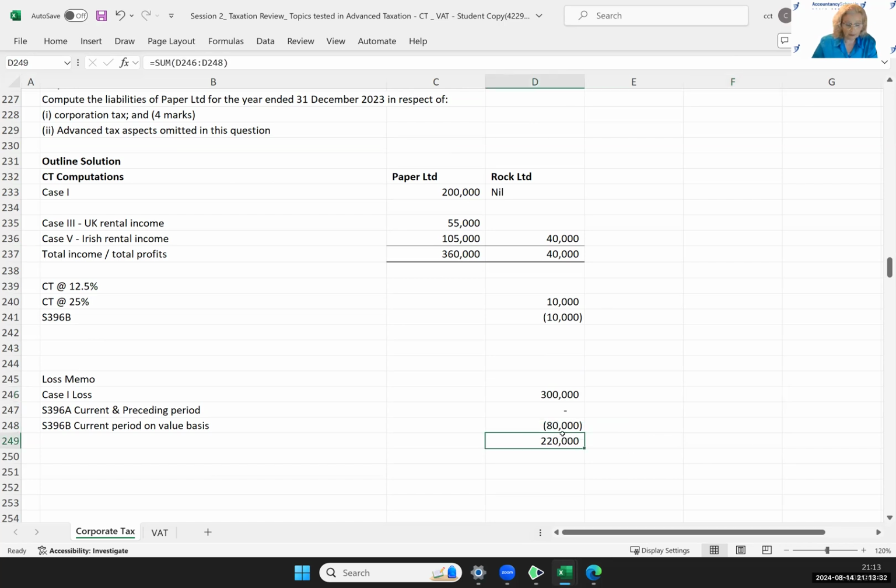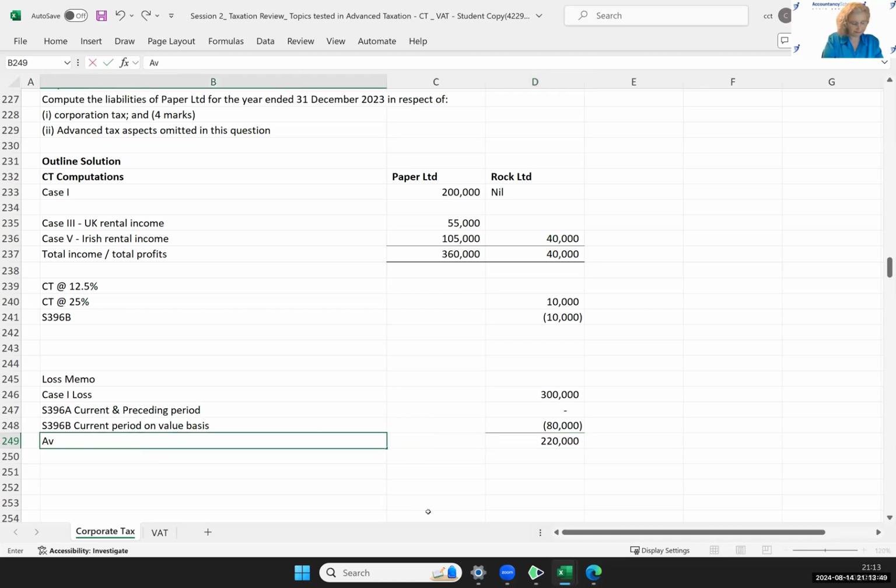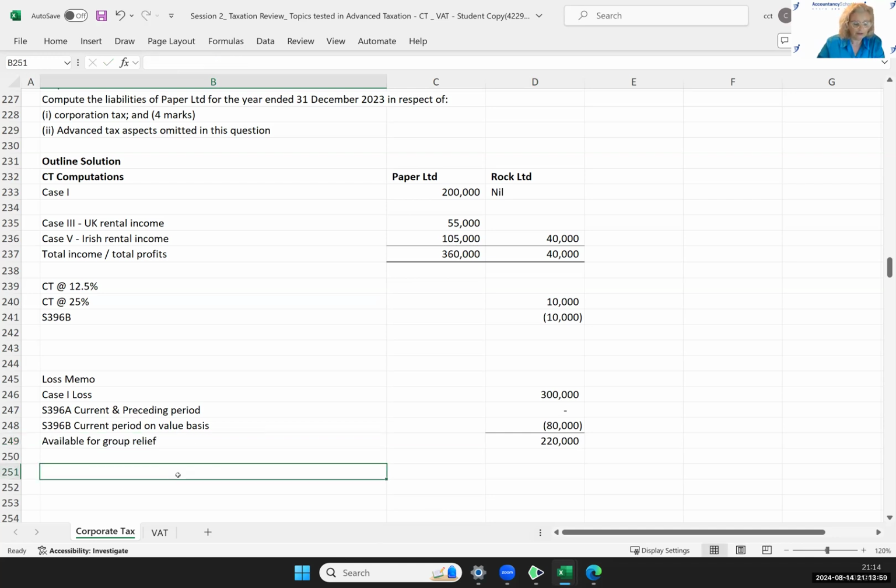So now, Rock owns these losses. Rock has used the losses to the maximum extent possible. So Rock has eaten all the Easter eggs and it's got 220,000 left. And Paper Limited says, can I have some of your Easter eggs? Absolutely no problem. Okay, so there's 220,000 available for group relief.